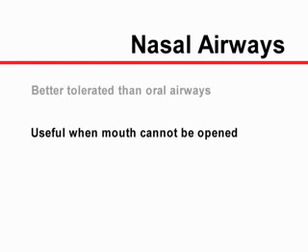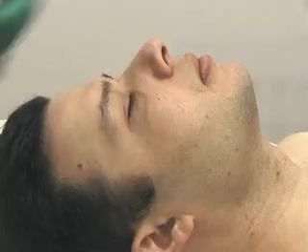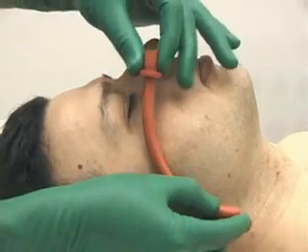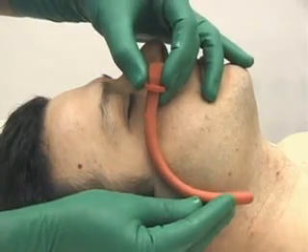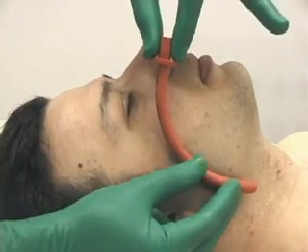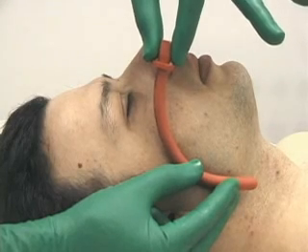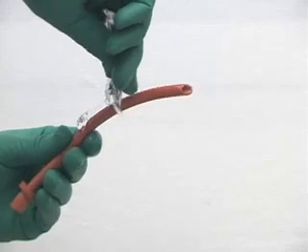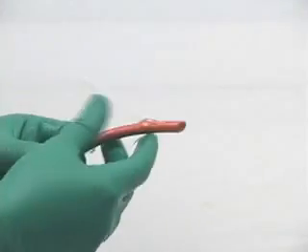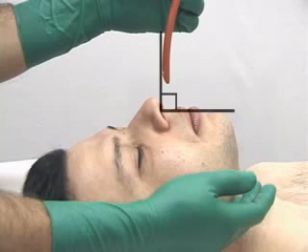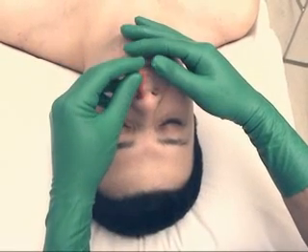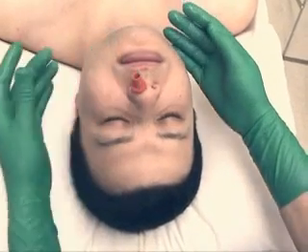They are particularly useful when the mouth cannot be opened. The simplest method of estimating their appropriate length is by correlating it with the external anatomy of the face and neck and taking into consideration the patient's height. Nasopharyngeal airways should be thoroughly lubricated and advanced perpendicular to the face and parallel to the floor of the nose, not towards the roof of the nose.